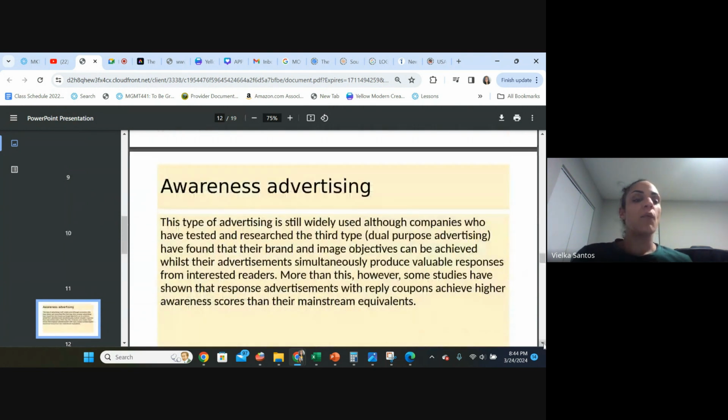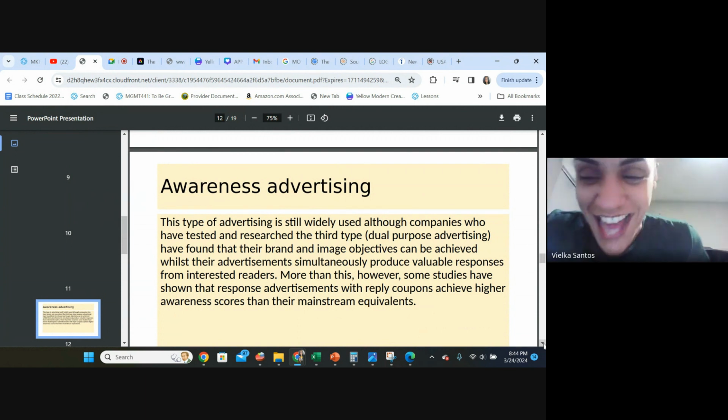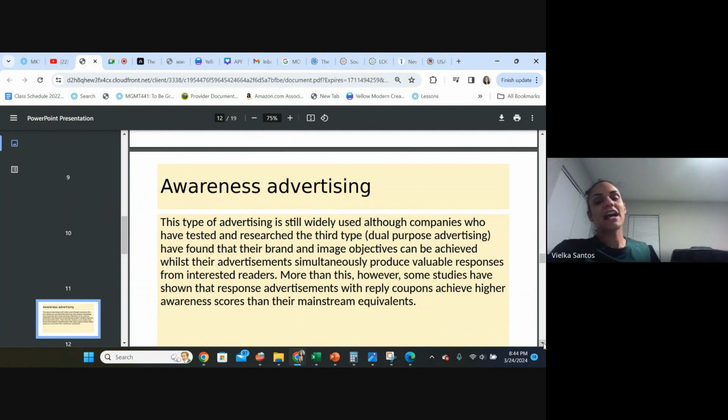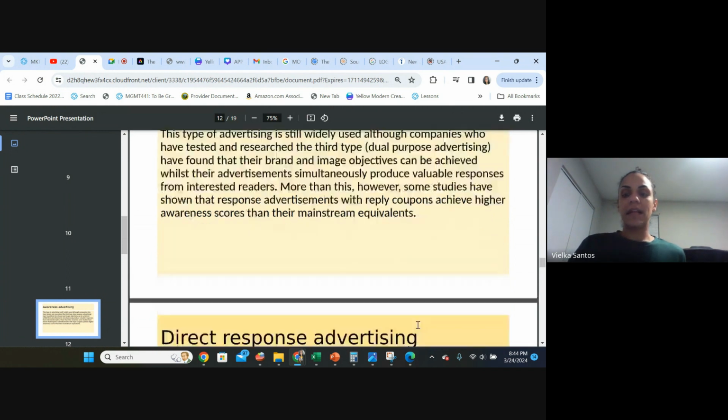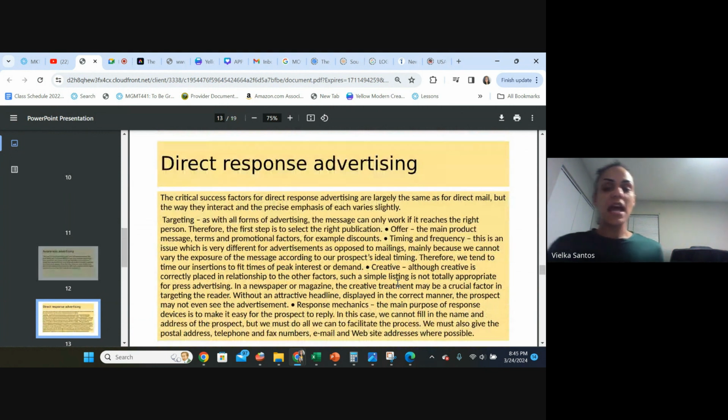Awareness advertising, this type of advertising, is still widely used. Widely used all through companies who have a test and research sector. Dual purpose. And when we say dual purpose, it's interactive advertising. Some have found that brand and image objectives can be achieved from interested readers. More than this, however, some studies have shown that response advertisements with reply coupons achieve higher awareness scores than their mainstream equivalent. So this is when we speak about awareness advertising and also direct response advertising.